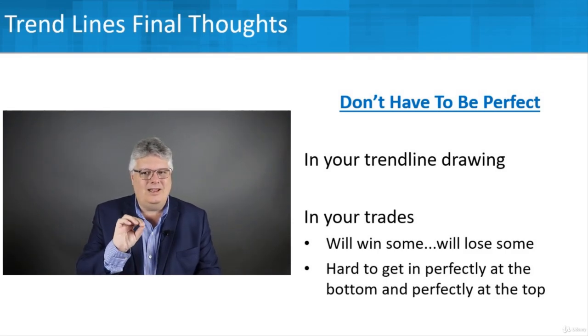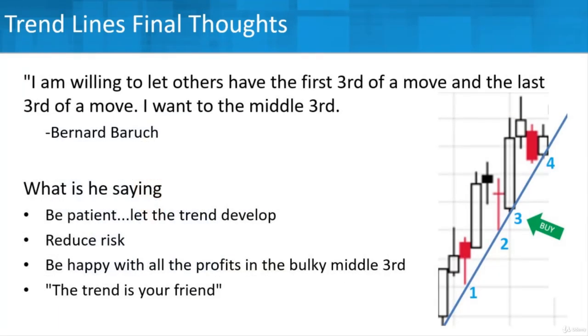But the idea is you're getting in close enough towards the bottom and close enough to the top that you're making that profit in between, and you're using your trend lines to help you do that. In fact, a really good quote around that idea is from Bernard Baruch, which was, I'm willing to let others have the first third of a move and the last third of a move, I want to be in the middle third.